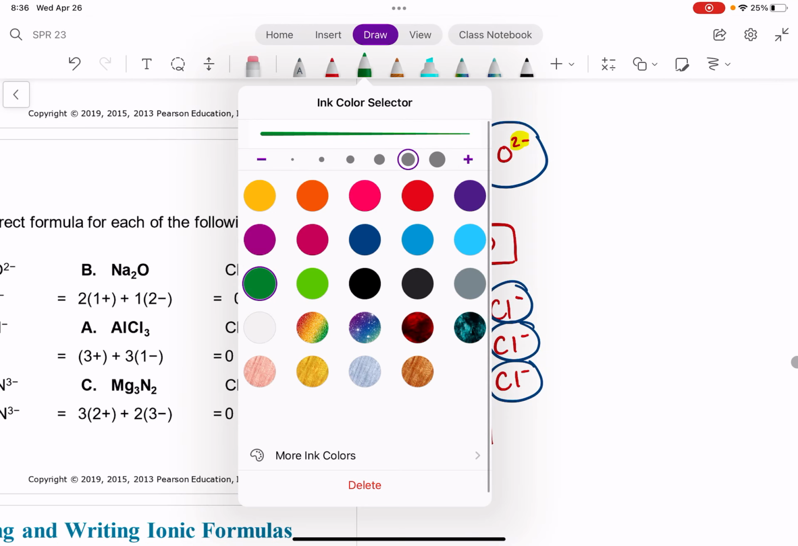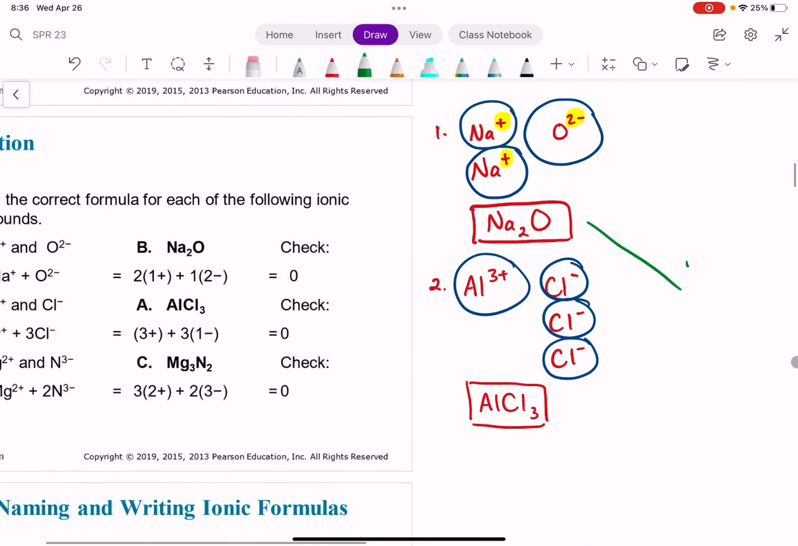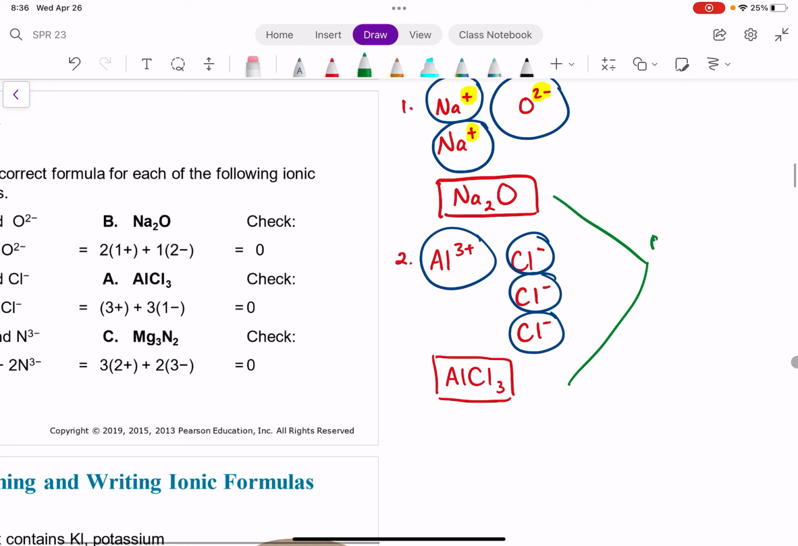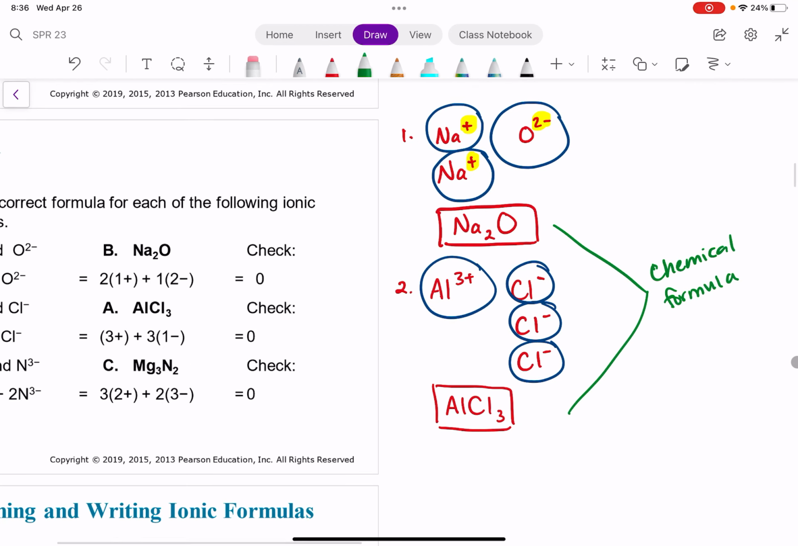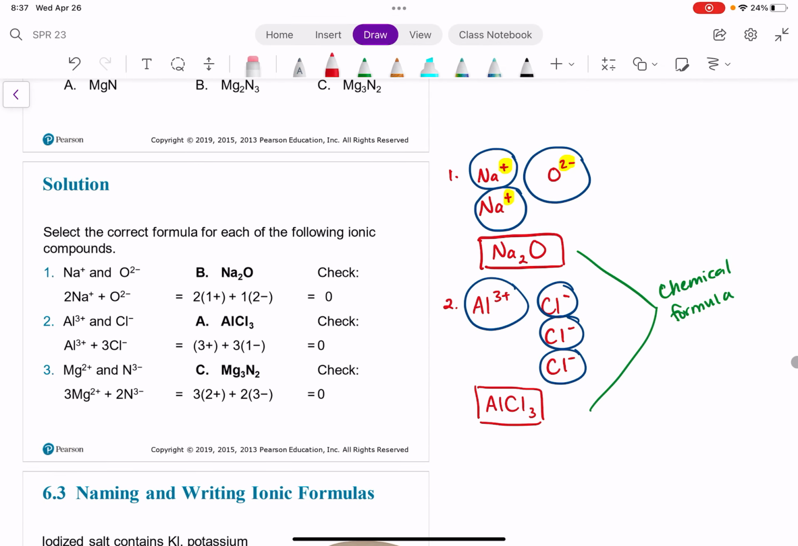In green. So these are chemical formulas. So if I ask you for the chemical formula of something, that's what I'm asking for. How do you write that compound as a formula? Okay, let's do this last one, and then I'll show you the trick.